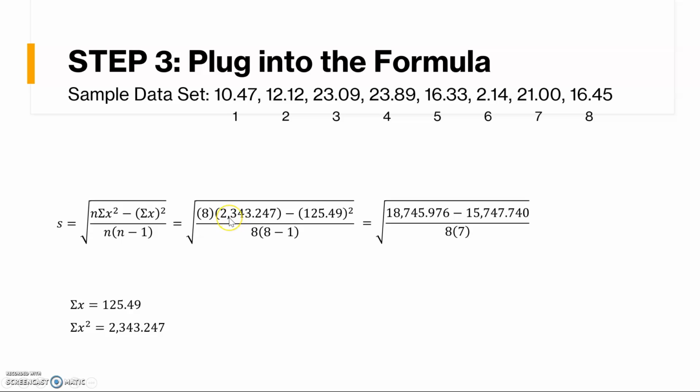So 8 times the 2,343.247, that is 18,745.976. 125.49 squared is 15,747.740. And then 8 minus 1 is 7. Simplify a little further. When you subtract these two numbers, you get 2,998.236 divided by 56. And that will give you the square root of 53.540.